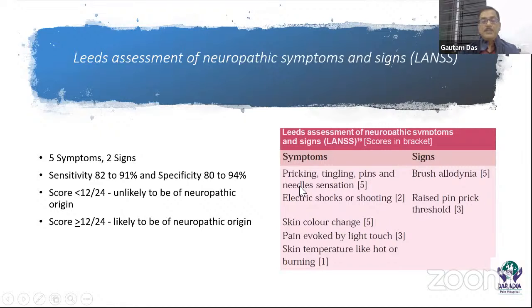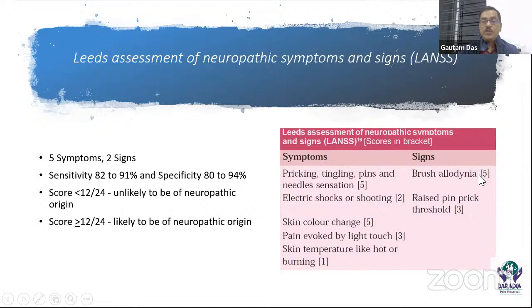Pricking, tingling, pins and needles, needle sensations, electric shock-like sensations. So all these are carrying different marks. Like if somebody is having the pricking, tingling, pins and needles, it will carry 5 marks. The electric shock-like or shooting, it will carry 2 marks. The skin color changes, 5 marks. Pain evoked by the light touch, allodynia. Skin temperature, hot or burning. So these are the symptoms.